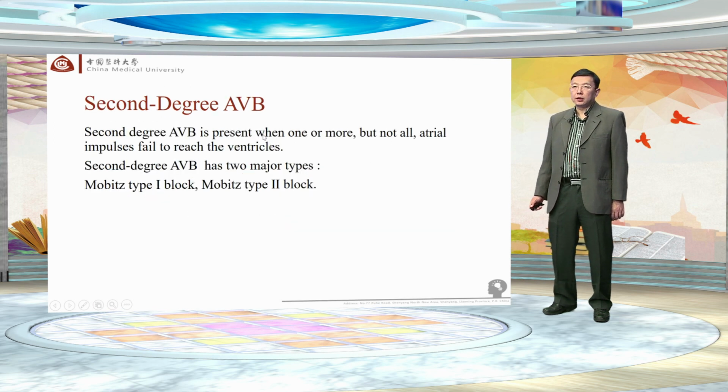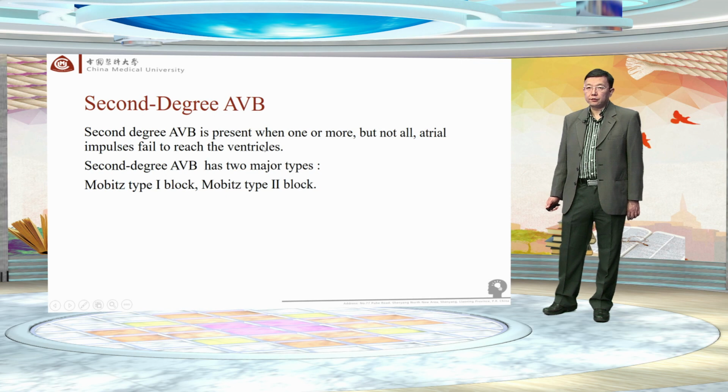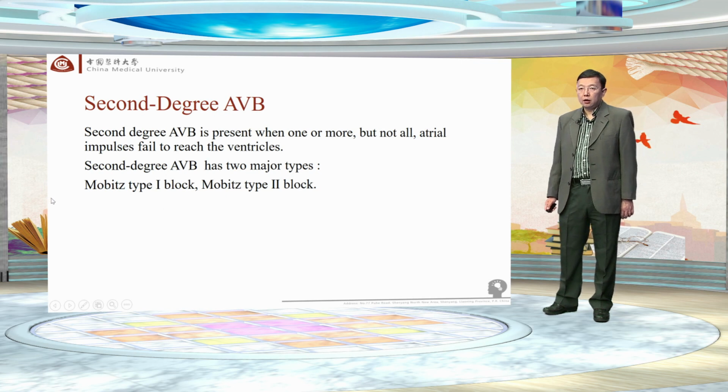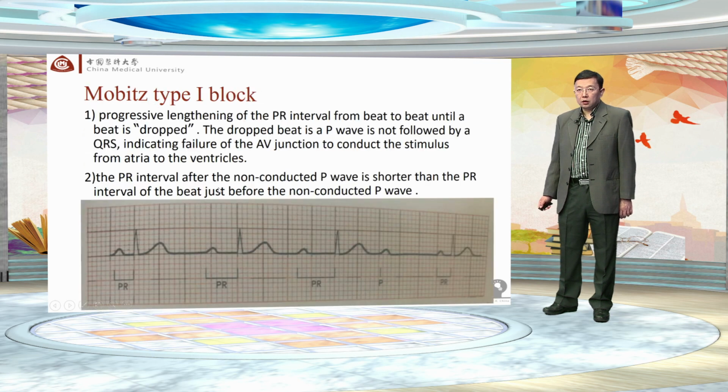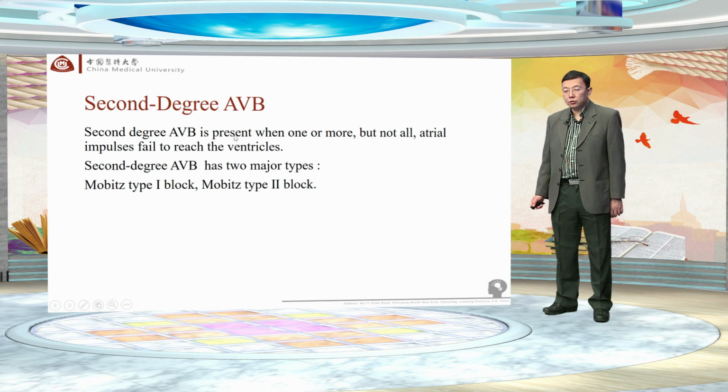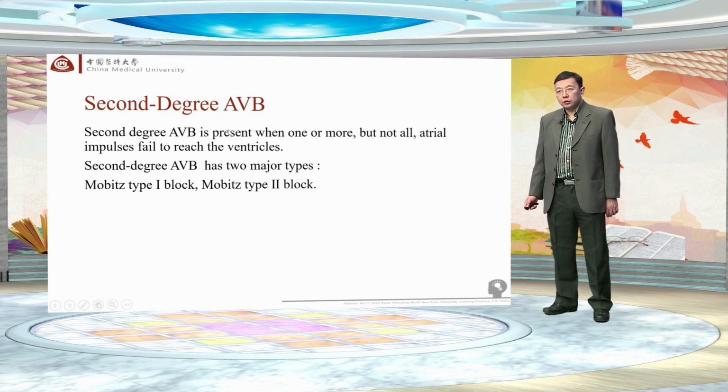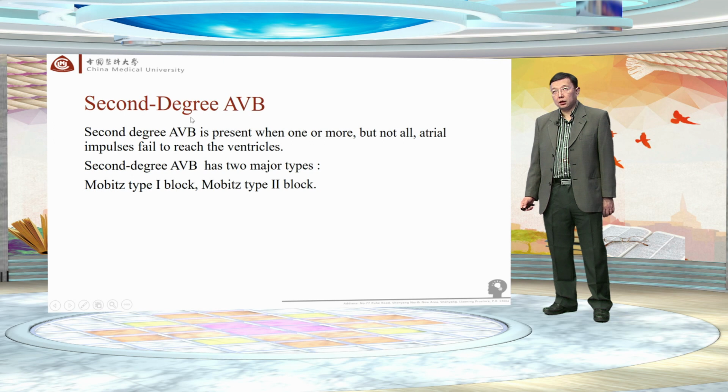Second degree block is classified into two kinds: Mobitz type 1 and Mobitz type 2. For second degree AV block, usually the patient only has the P wave with no QRS wave. It may be irregular or regular.